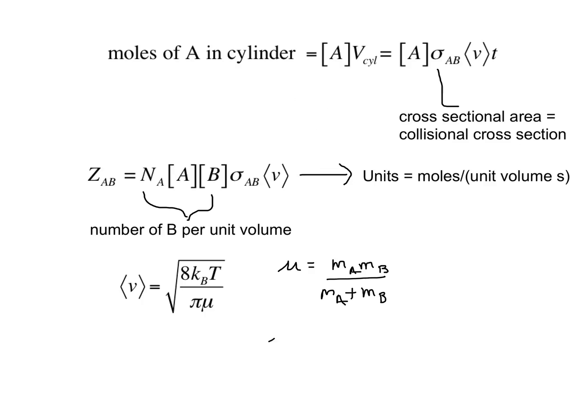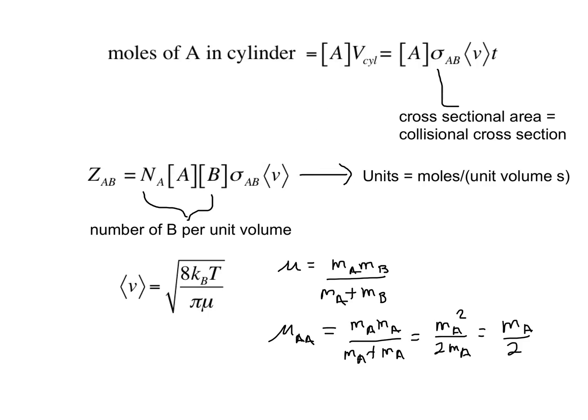If both A and B are the same molecule, in other words, if we're looking at collisions between A molecules, then the reduced mass will be mass of A times the mass of A, so the mass of A squared, divided by the mass of A plus the mass of A, or 2 times the mass of A. So the mass of A squared divided by twice the mass of A is equal to the mass of A divided by 2.